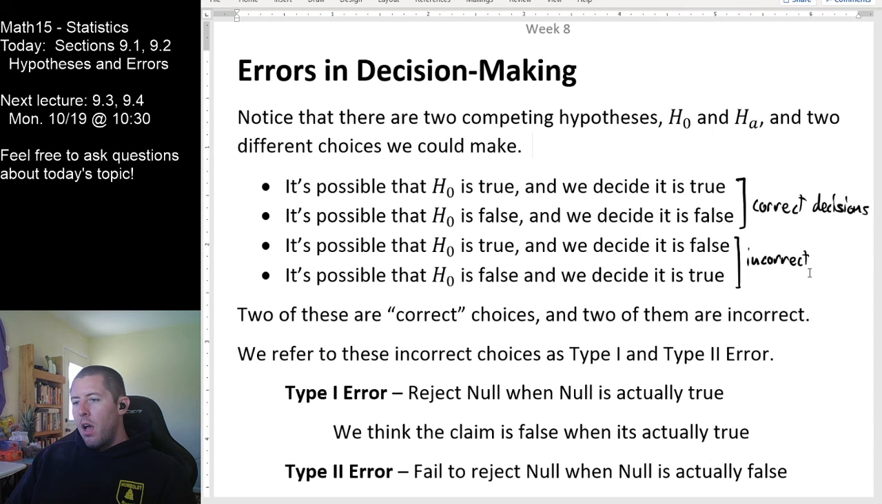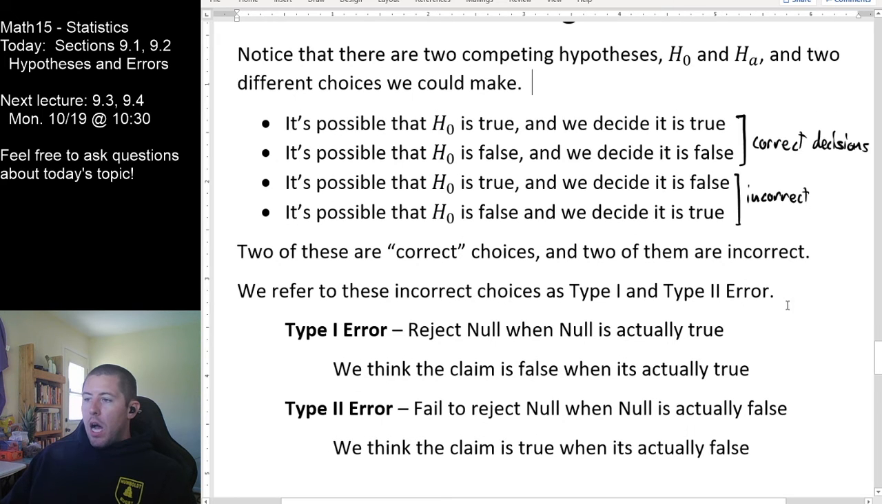Alternatively, flip that around. It could be that our null hypothesis statement is actually wrong, that it's false, but that the evidence that we gather suggests that it's true, and we make the decision that we believe that it's true. Both these are incorrect decisions to make with our data, and so we want to give a name to these and see why we care to look at these. I've got a very good example for you coming up here. We refer to these incorrect choices as type 1 and type 2 error.